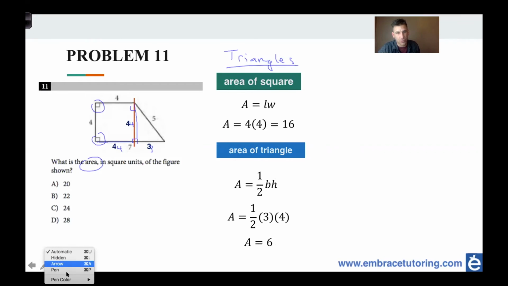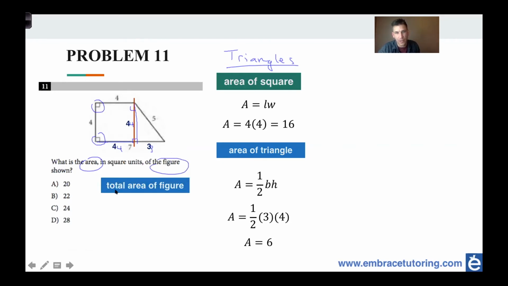And then remember though, I have to add these together. That's the goal. I have to add what is the area in square units of the figure. So both of these. When I add these together, for the total area of the figure, I'm going to get A equals 16 plus 6, which just gives me 22, making B my best answer.